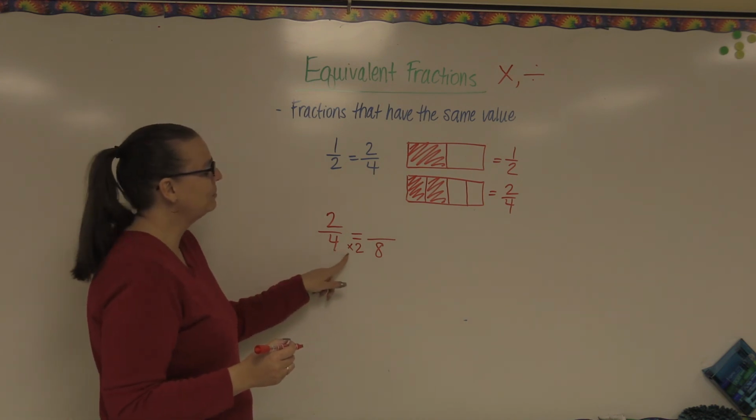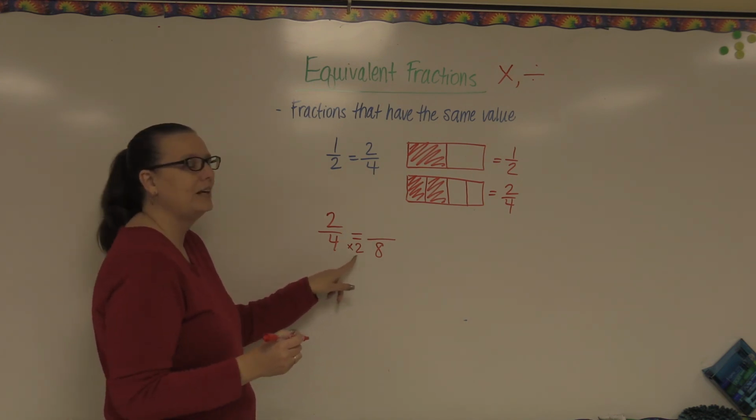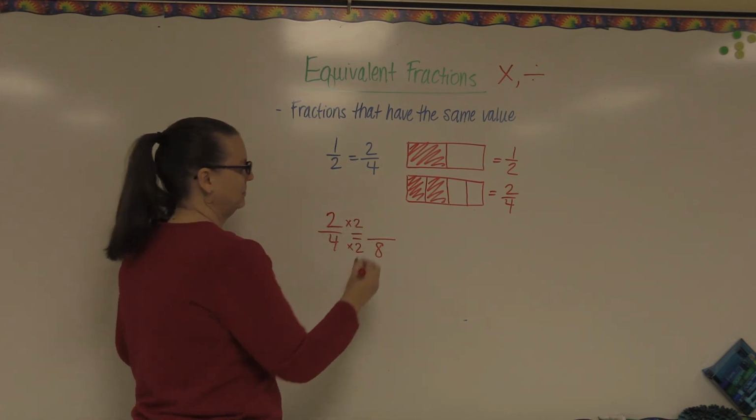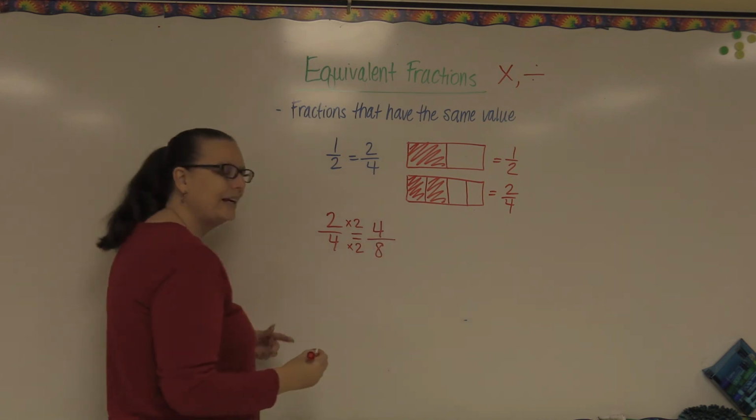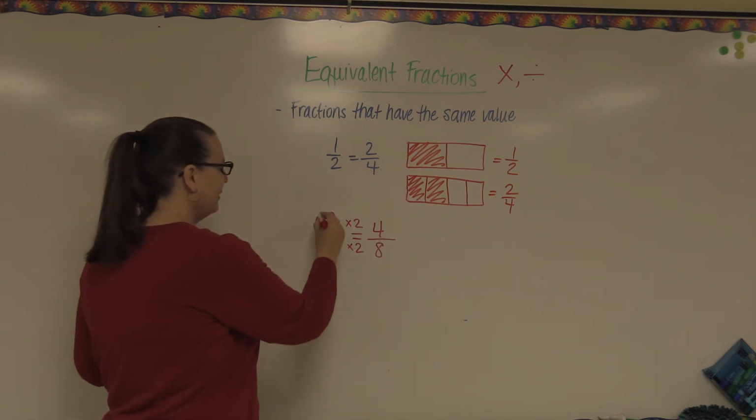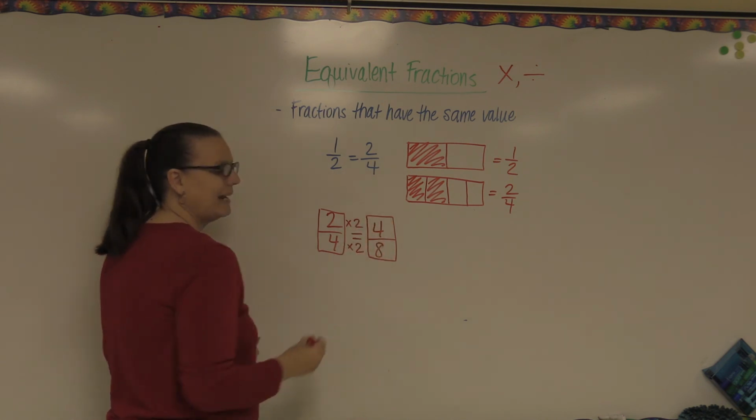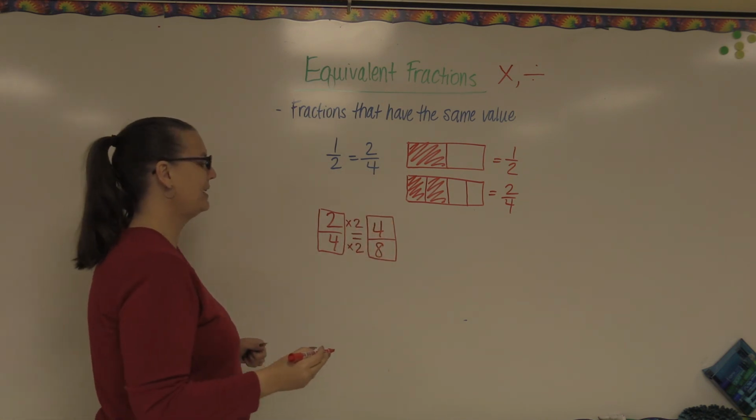So if I just multiplied the denominator by 2, I need to do the same thing to the numerator. So what is 2 times 2? Well, it's 4. We have now just created equivalent fractions. 2/4 is the same thing as 4/8. Okay, let's try another one.